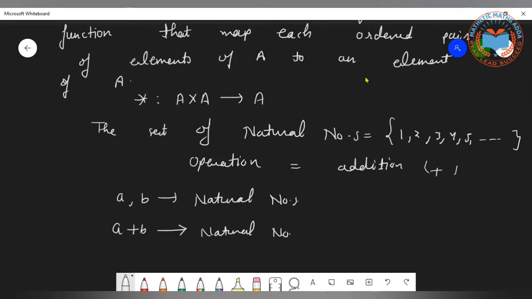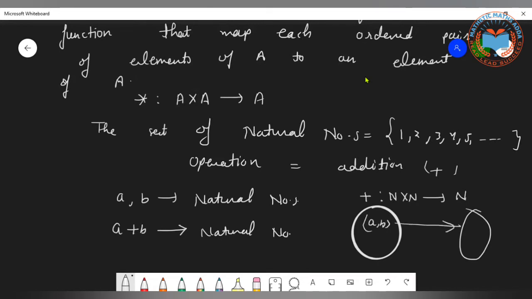It means we have addition such that it maps N cross N to N. If I take any two natural numbers and operate on A and B, I am getting again a natural number. So this addition is a binary operation in case of natural numbers, because if we add any two natural numbers, I am again getting a natural number.